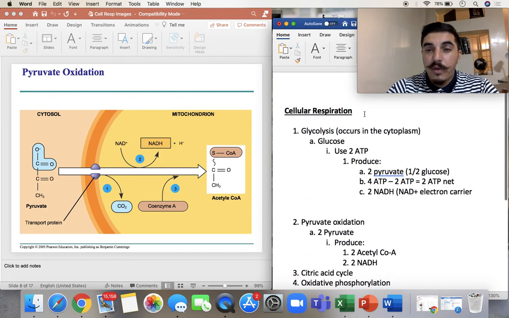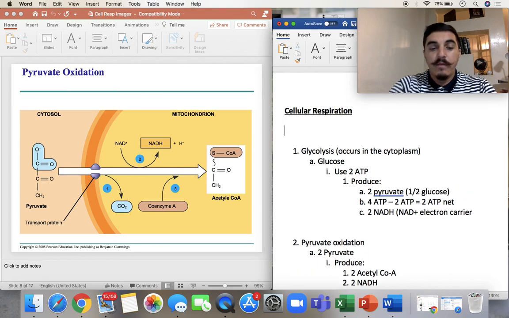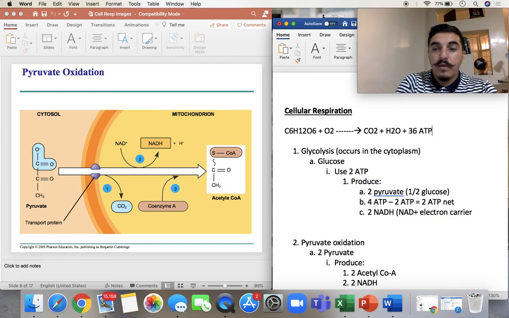So remember our formula. Let me add it in here, and see if you remember it. We have C6H12O6 plus O2, so food and oxygen. Now get some arrows in here, and then we produce CO2 plus water, plus 36 ATP. That's really what we want to get into, the energy we're making, and how we're breaking this molecule down. All those hydrogens, carbons, oxygens. We make CO2, we make some water, but really we're focusing on the energy itself.